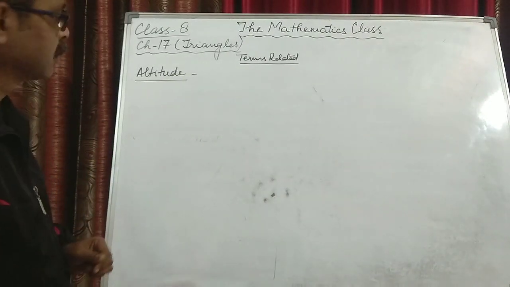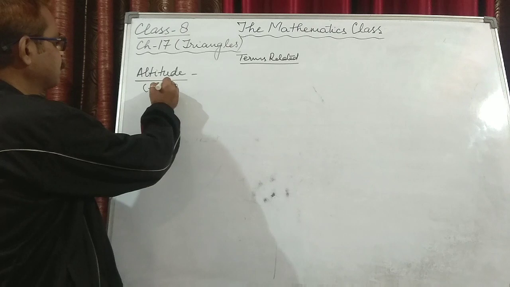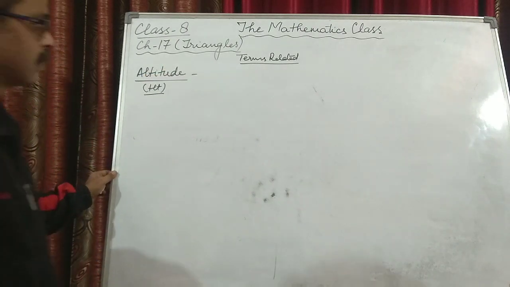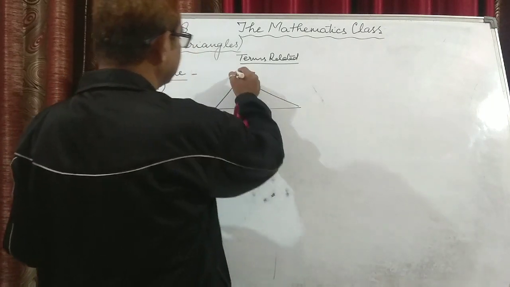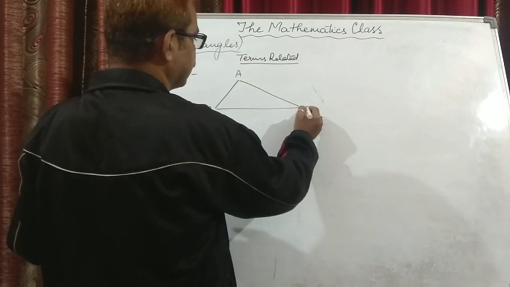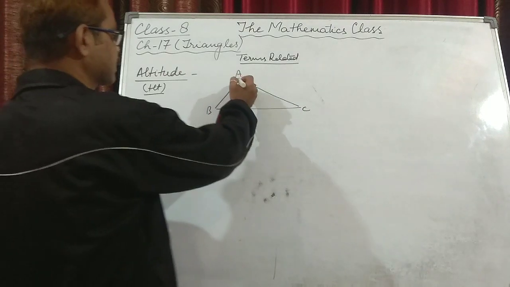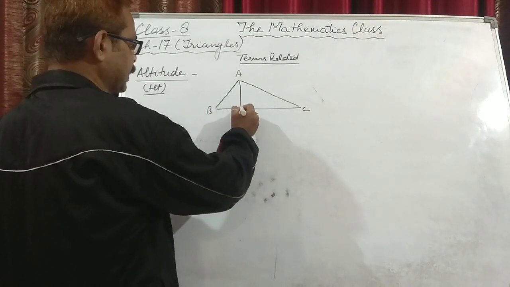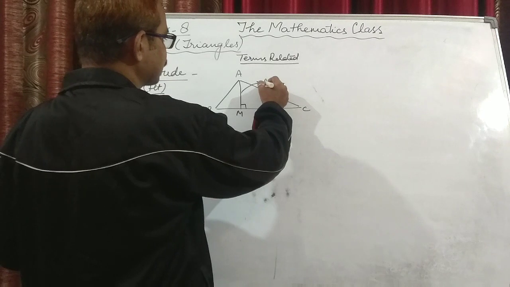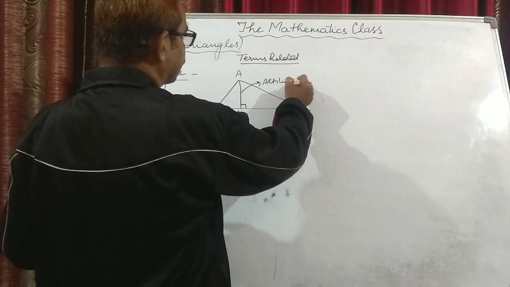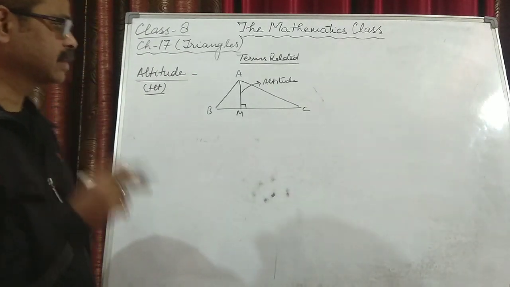Next term is altitude. Now what is the meaning of altitude? The literal meaning of altitude is height, or to be more precise, it is known as perpendicular height. Now in a triangle, suppose this is a triangle ABC, what is the altitude? If a perpendicular is drawn from a vertex to the opposite side, suppose I draw a line like this, and this is perpendicular, let us say N, so this will be termed as altitude. Now in this particular triangle, all the altitudes are inside the triangle.